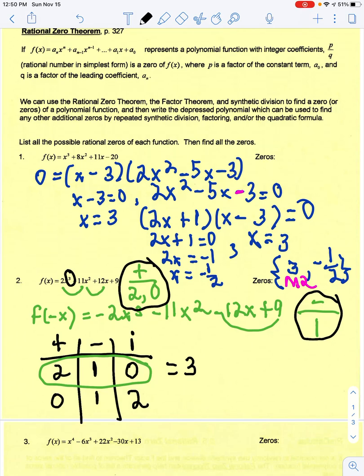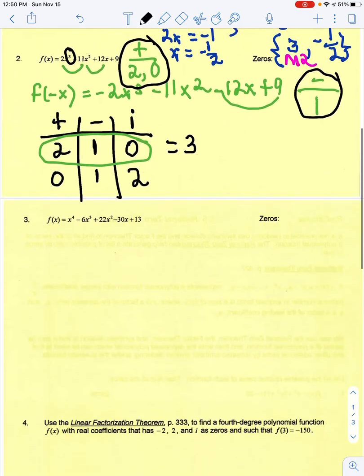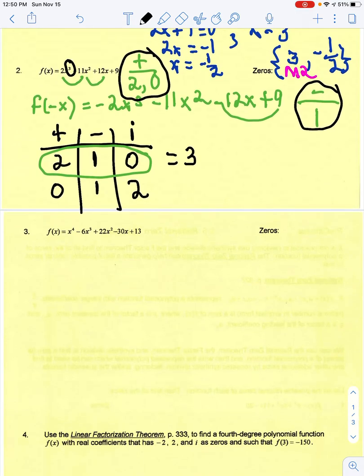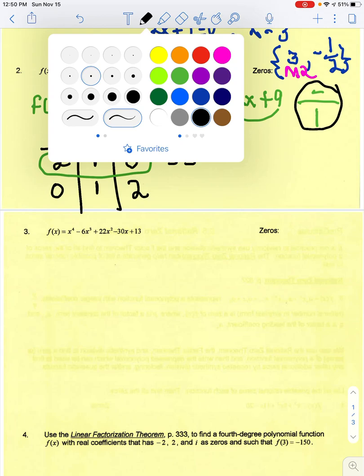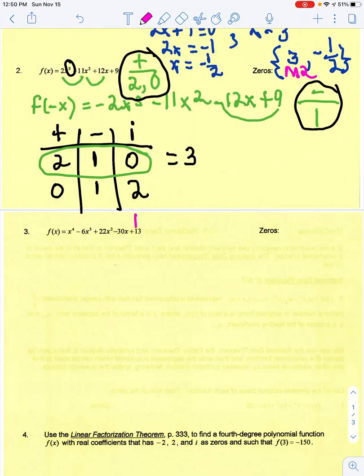Hopefully that explains things. On the next problem, I'm not going to do the whole smash, but I am going to get you started here. So let me move this up to number 3. And we're going to start with the P over Q. P is a factor of 13. Q is a factor of 1. So the only factors of 13 are 1 and 13.